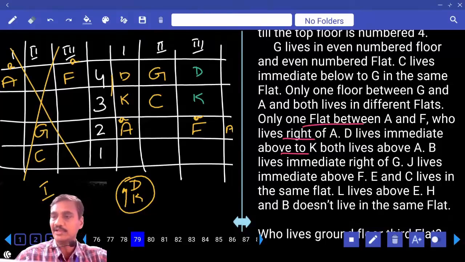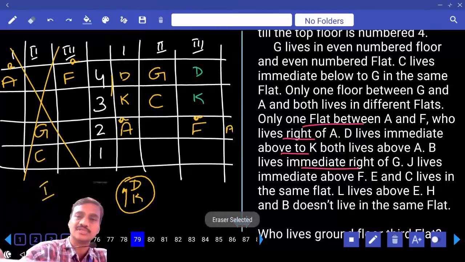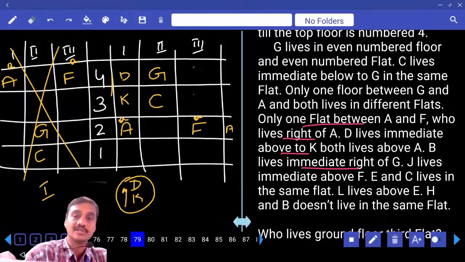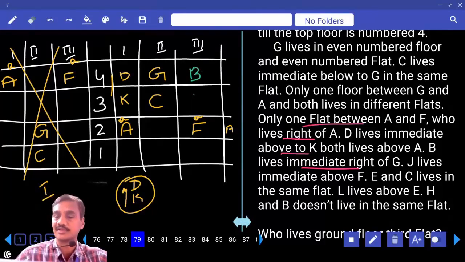Then, B lives immediately right of Z. As B is to the immediate right of Z, hence D cannot be at this place, because B is to the immediate right. As B is here, then D must be at this place. Now D and K are fixed.